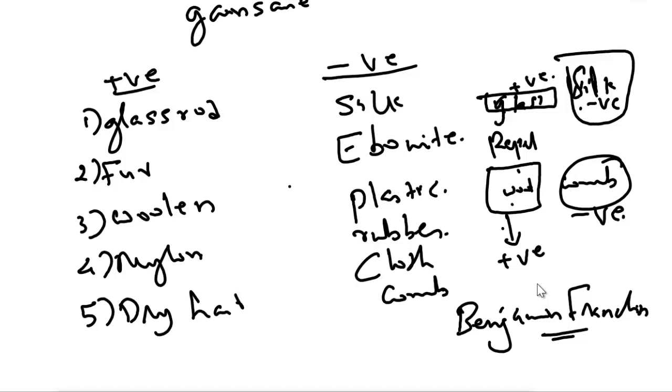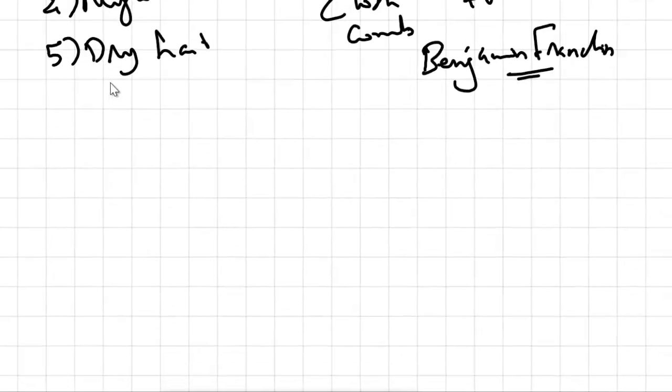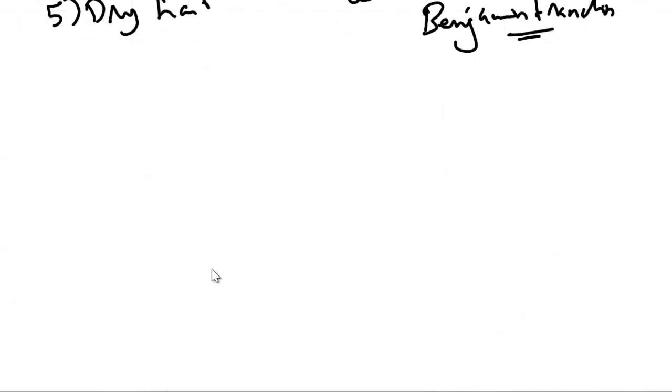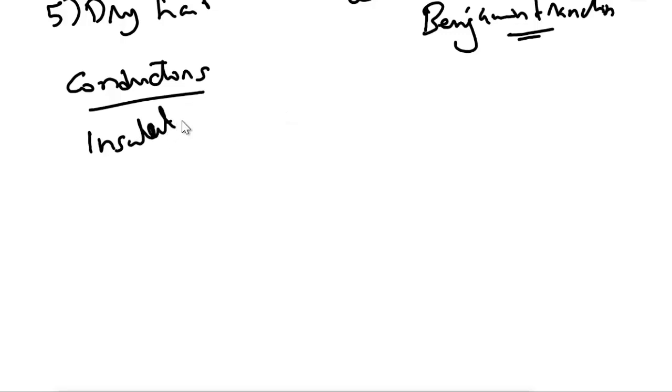Substances that are used to carry or conduct charges are called conductors. Charges can pass through a conductor. Insulators cannot carry charges, because charges won't flow through insulators. Okay, so insulators are otherwise called dielectrics also.